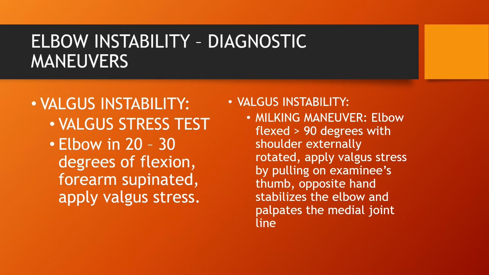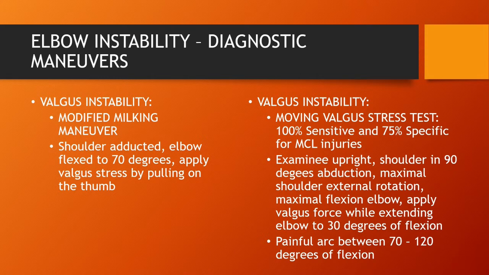So you can try this on yourself. Simply flex your elbow to greater than 90 degrees, supinate the palm, externally rotate the shoulder, and pull on the thumb, and you can feel that it imparts a fairly strong valgus stress on the medial aspect of the elbow.